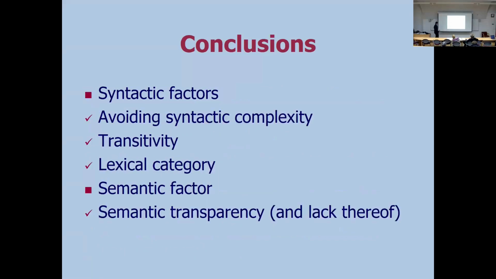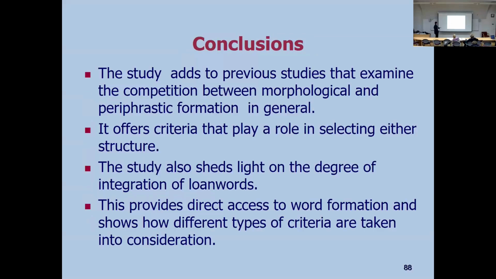We have syntactic factors like avoiding syntactic complexity in the case of agent nouns, the issue of transitivity in the case of verb formation, the lexical category, and we also have the semantic factor, which is about the degree of semantic transparency or lack thereof. In general, the study adds to previous studies that examined the competition between morphological and periphrastic formation in general, and it offers criteria that play a role in selecting either structure. Like I said, it's not black and white. I'm talking about a continuum, not a dichotomy, because there is variation.